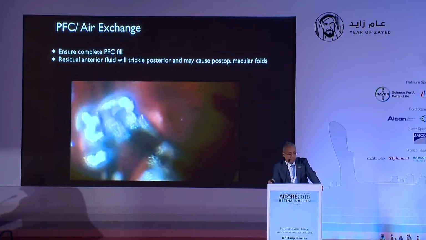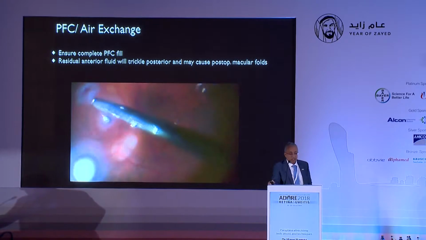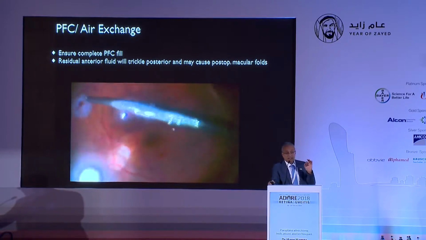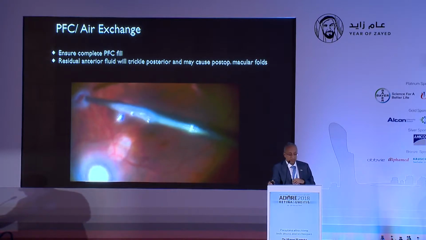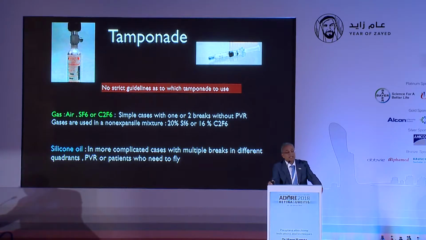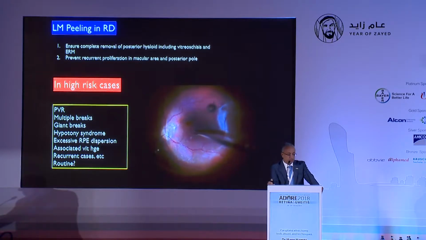Finally, you do a complete PFC air exchange, and the residual anterior fluid may trickle posteriorly if you leave anterior fluid and cause macular fold. So you have to be cautious in this step. And finally, your choice of tamponade: either gas, air, SF6 or C2F6 in simple cases with 1 or 2 breaks, and patients who do not need to fly. In more complicated cases, silicone oil is the tamponade of choice.